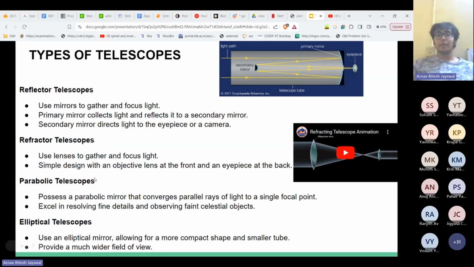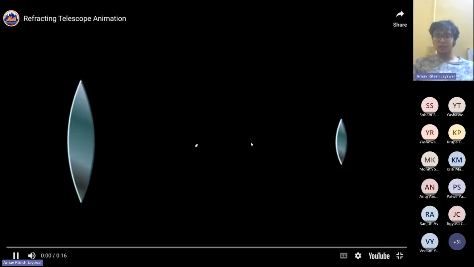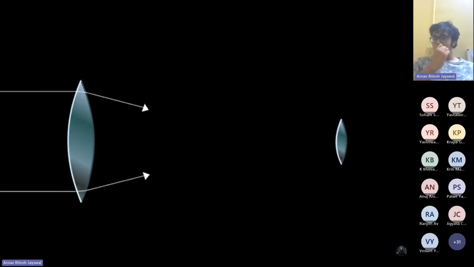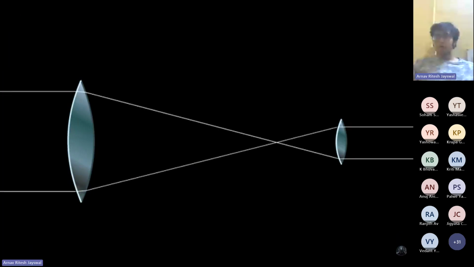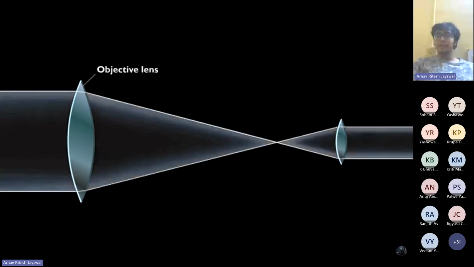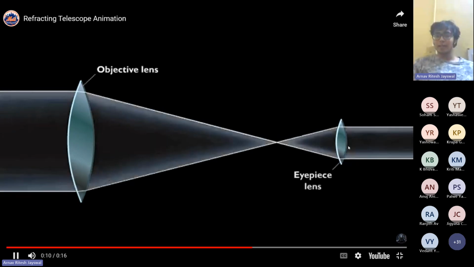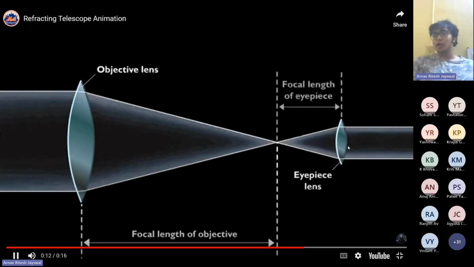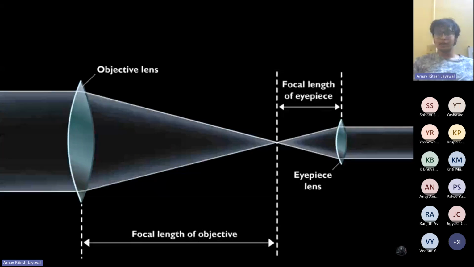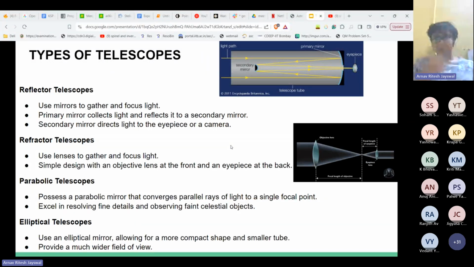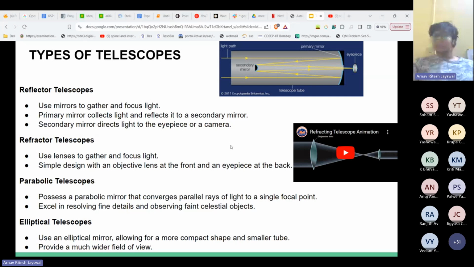Then there are refractor telescopes. They use lenses to gather and focus light, and they are of a very simple design with an objective lens at the front and an eyepiece at the back. You can see the animation here on the video. You can see rays of light converge such that they lie on the focal length of the secondary lens, and you get a sharp image in the end. It's a very basic working. So this is how refractor telescopes work.